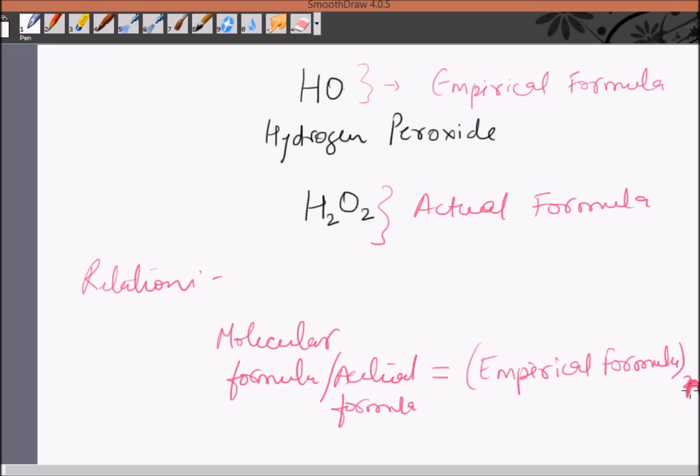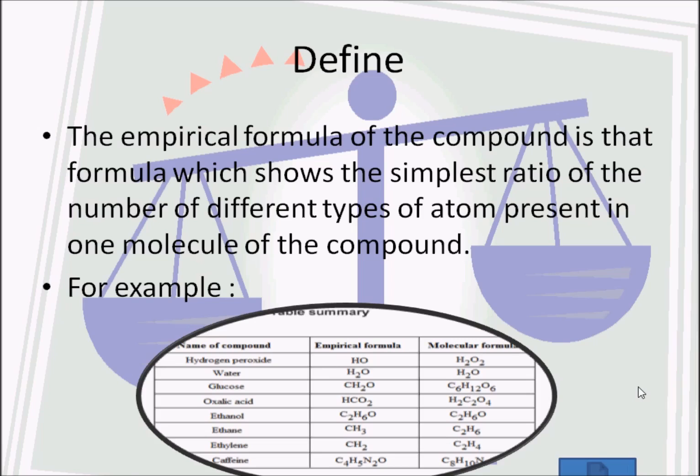You can write here N to generalize this formula. So what is N? It's just a simple whole number, right? So friends, I hope now you have a good concept of empirical formula. What is it actually? So let's get the definition. Empirical formula of a compound is that formula which shows the simplest ratio of the number of different types of atom present in one molecule of the compound.